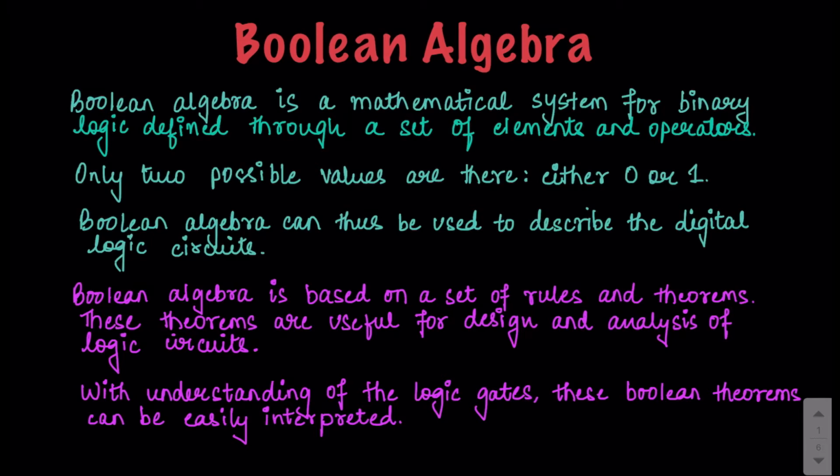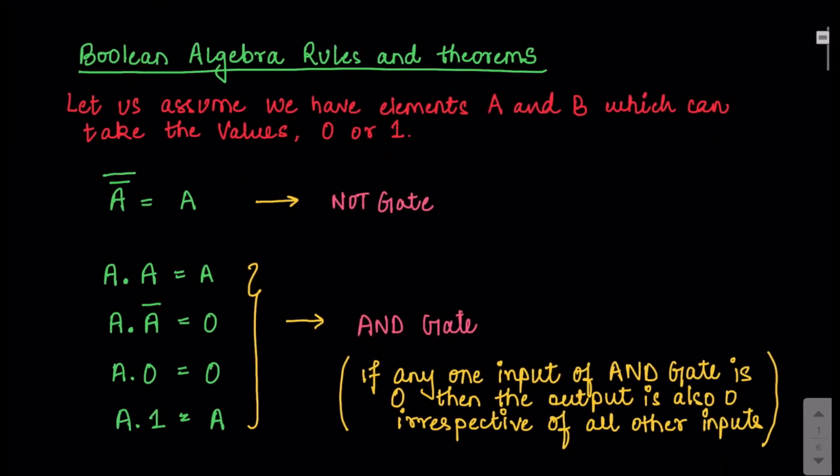In this video we are going to learn about Boolean algebra. So let's get started. Boolean algebra is a mathematical system for binary logic, and we know that binary logic has only the values 0 and 1. This Boolean algebra can be used to describe digital circuits. We have certain rules and theorems for Boolean algebra that would help you to minimize the logic circuits.